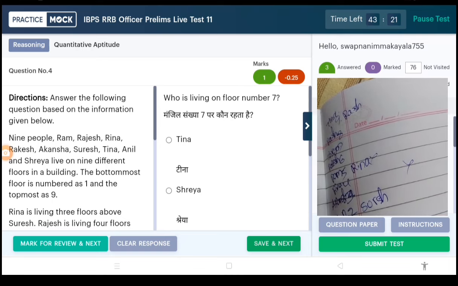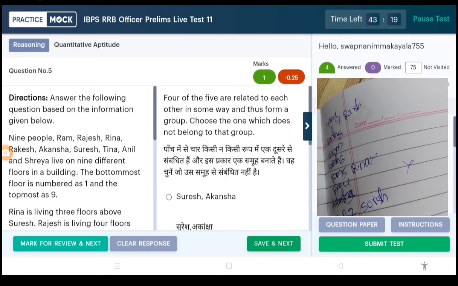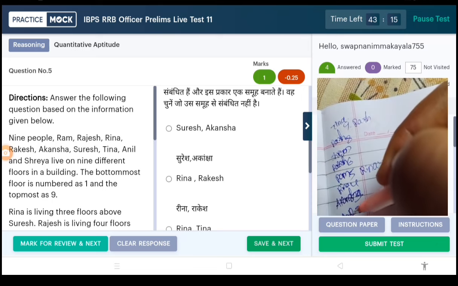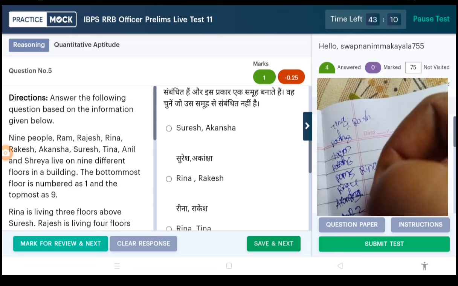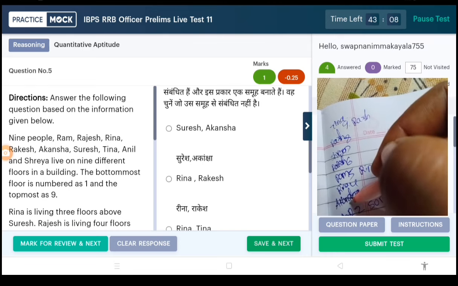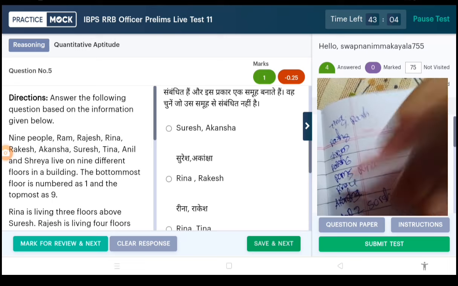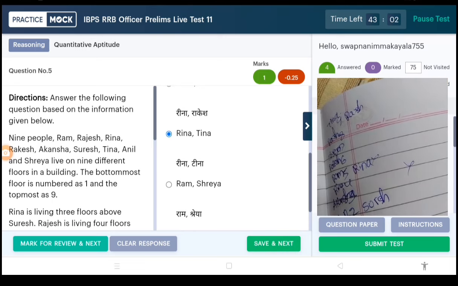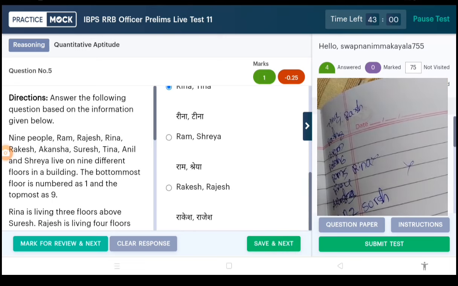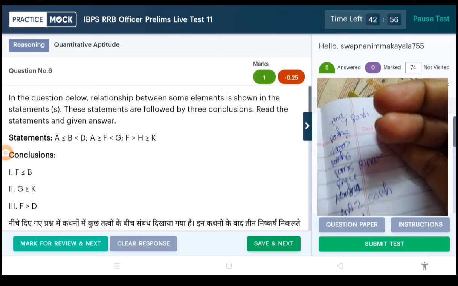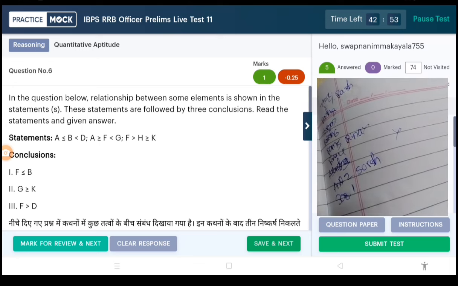3. 7th floor is Shreya, Suresh and the Akansha. 1 person, Reena and the Rakesh, Reena and the Tina, Ram and the Shreya, Rakesh and also Rajesh. F less than or equal to B.